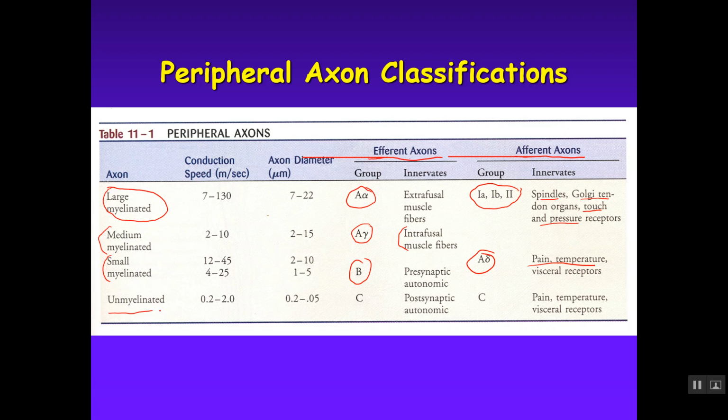And then unmyelinated, the postsynaptic autonomic fibers, so after the postganglionic fibers for your sympathetic and parasympathetic nervous system, are still kind of slow, but they're carried on C fibers, just like the afferent axons for pain and temperature. The slow pain and temperature pathways are carried on C fiber axons. So this is the only place where you have C fibers, both for efferent and afferent, where you have that same nomenclature used to describe the type of axon. So don't let that confuse you.